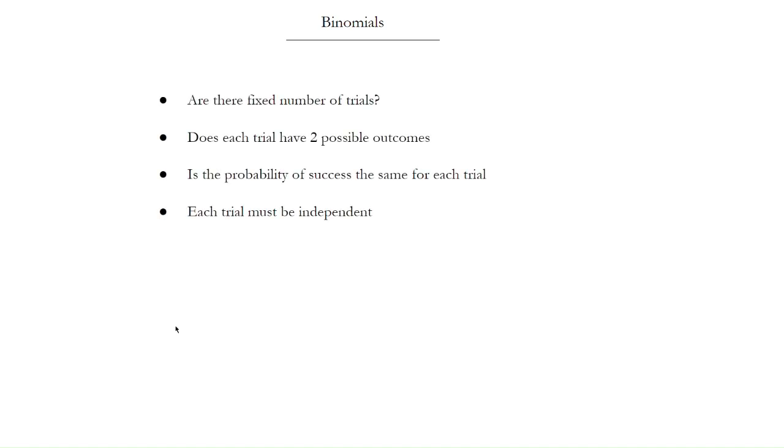The answers to these questions must be yes in order for a discrete random variable to be considered a binomial. Are there a fixed number of trials? Does each trial have two possible outcomes? Is the probability of success the same for each trial? Are the trials independent? What I mean by each trial must be independent is that after conducting the experiment with one trial, the second trial must not be affected by the first trial.